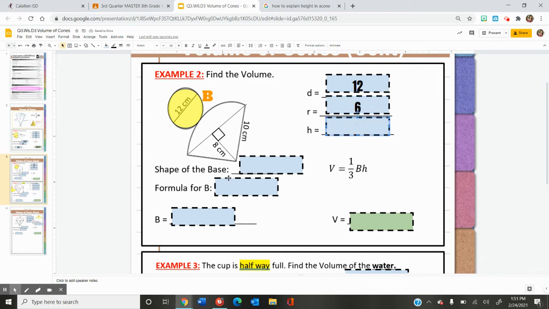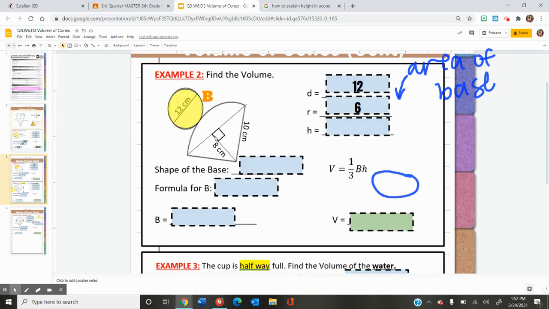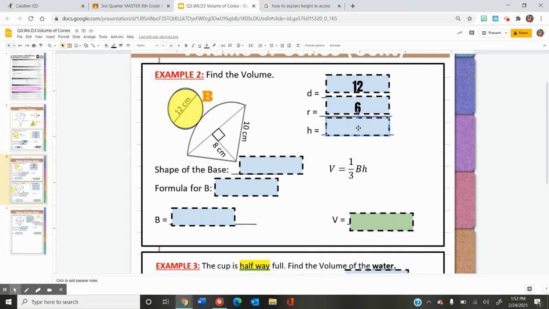Now when it comes to my height, remember over here, this was my slant height, and this was my height. This should create a 90-degree angle. Looking here, the measurement that is associated with the 90-degree angle is going to be 8 centimeters. So here our height, our h, is going to be 8.